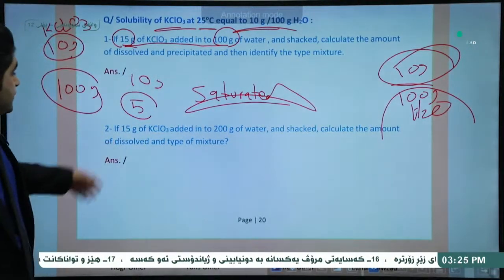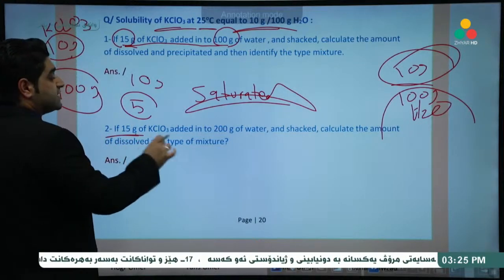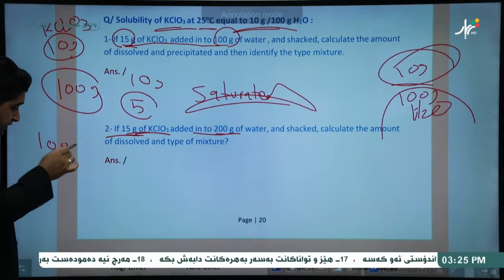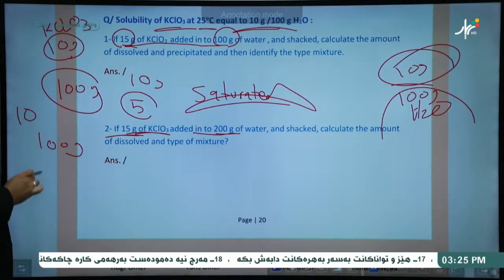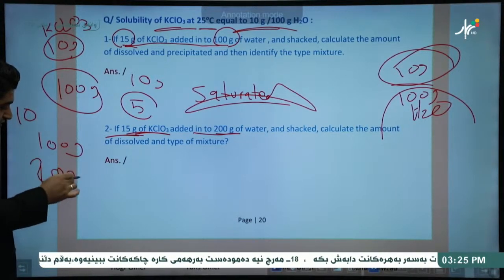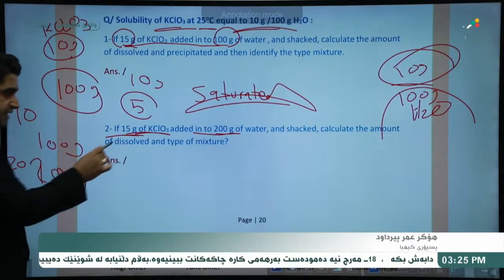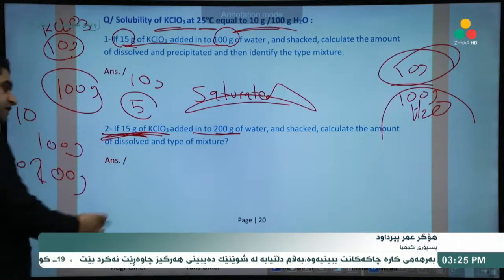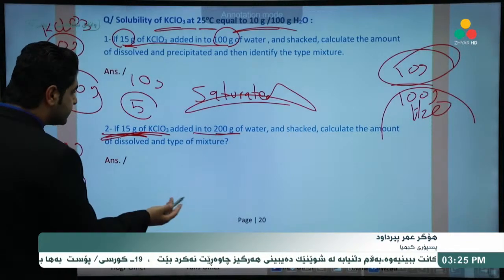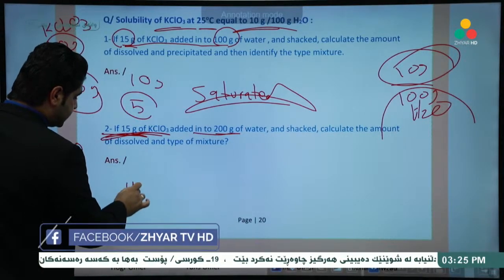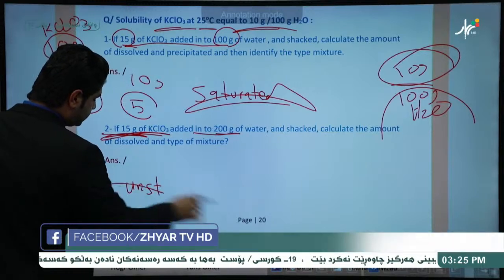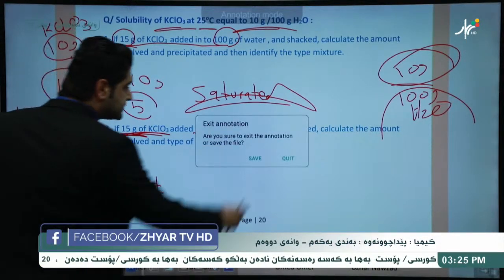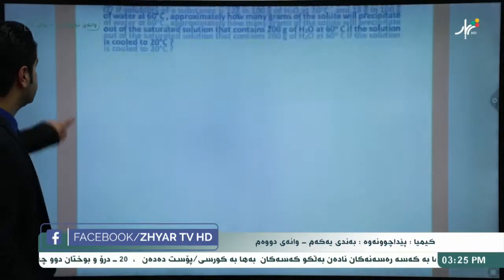Saturated. Another question. If we add 50 grams of KClO3 to 200 grams of water: 100 grams of water can dissolve 10 grams, so 200 grams of water can dissolve 20 grams. But in here we have 50 grams. So all of the amount of KClO3 can be dissolved and the solution is unsaturated. It's very easy.